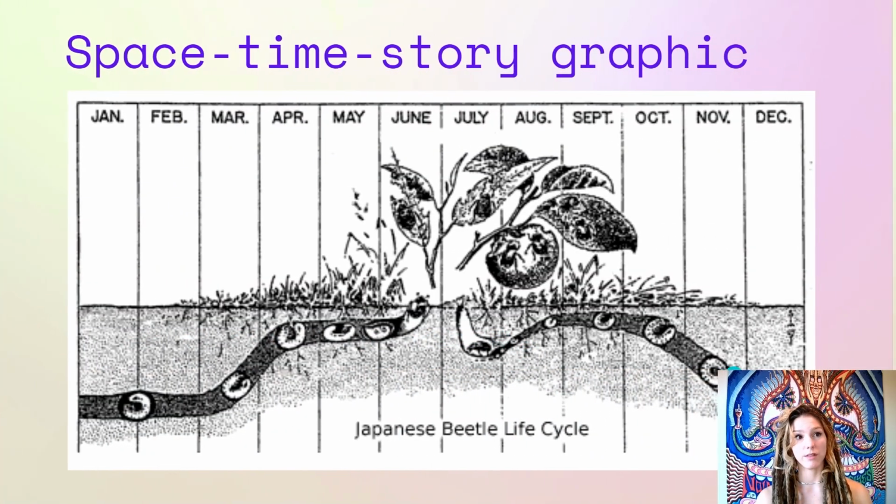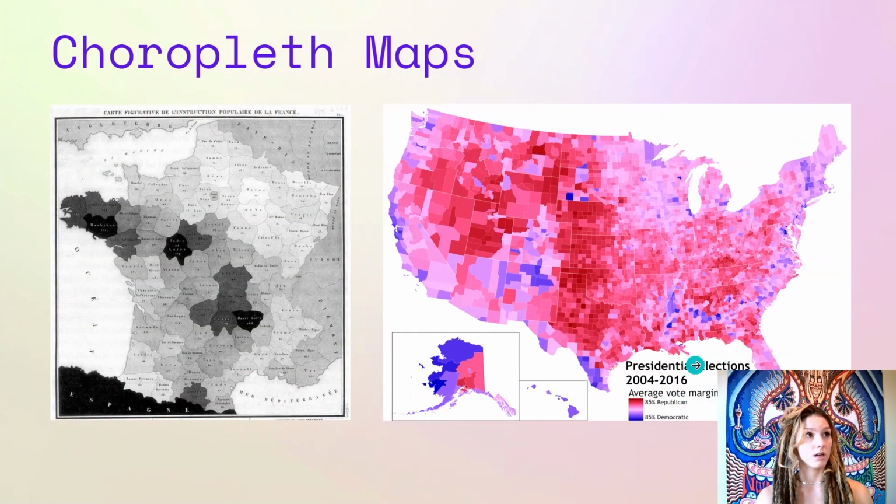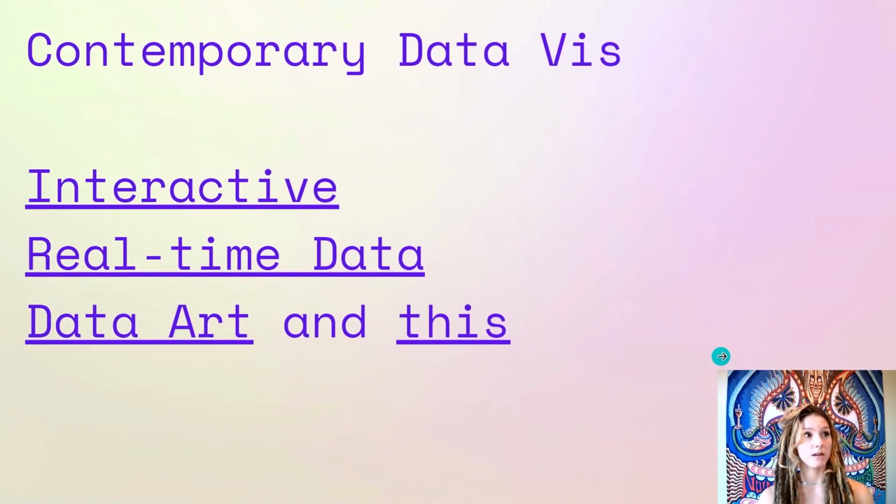using imagery with charts, different types of maps. And then some pretty cool links that I won't get into right now, but interactive and real-time data, which is kind of what we are going to lean into because we're using code. So we can actually do that stuff.